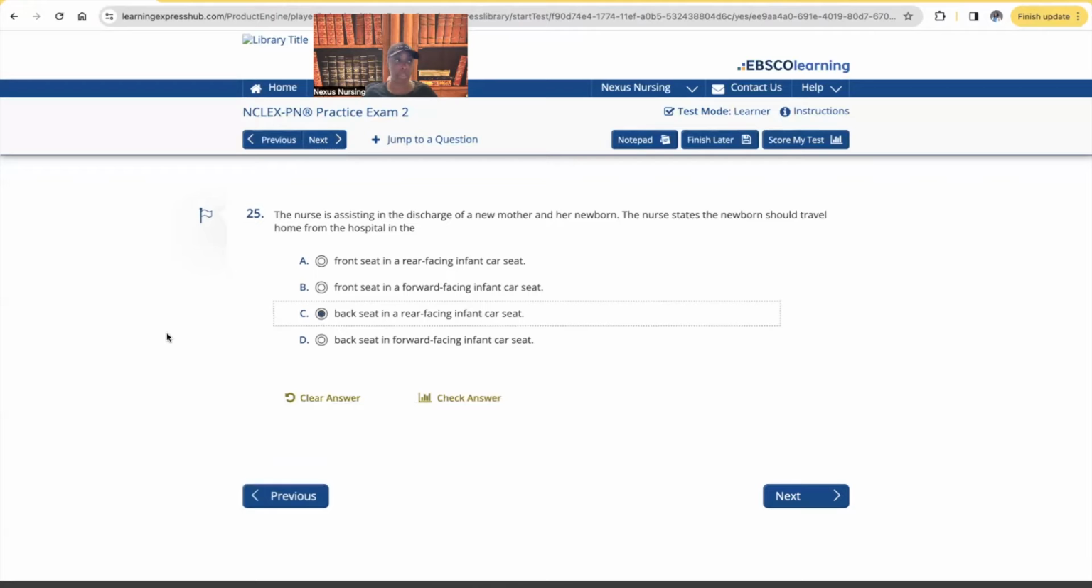C. First of all, you should have gotten rid of the first two automatically, because you know they're not sitting in the front until they're big, big kids, right? So you know they're going to be in the back, and it's an infant. So not only are they going to be in the back, this is an infant, they're going to be facing towards the back. So they're going to be in the back seat, rear facing.